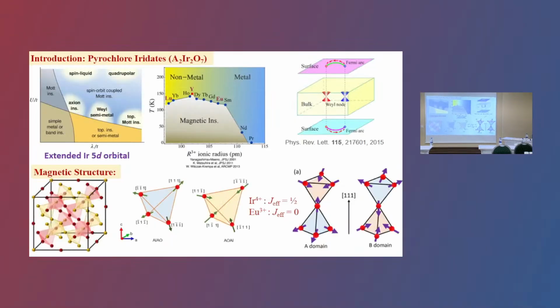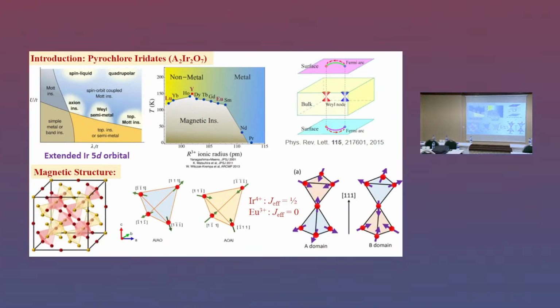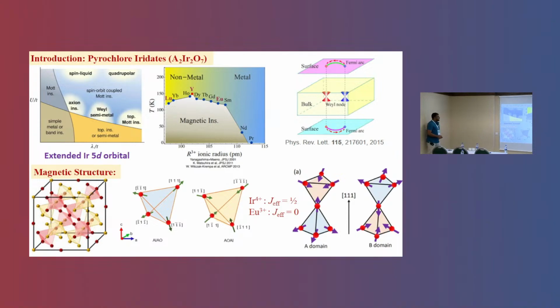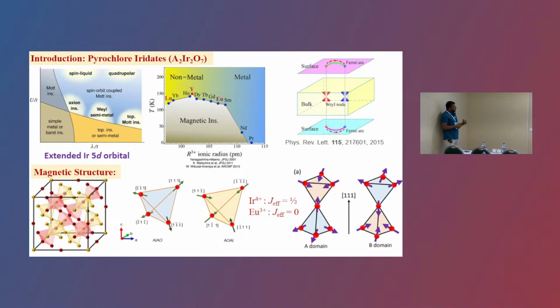The compound belongs to the pyrochlore iridates family. On the A side you can put any kind of rare earth element, and the B side is the 5d element iridium and oxygen. If you see the phase diagram in the plane of electronic correlation U and spin orbit coupling lambda, depending on the relative strength of U and lambda, there are multiple electronic ground states. If you consider a 3d element where electronic correlation is high, whereas due to small atomic number, small Z value, the lambda value will be low, so you will go towards the more insulating side.